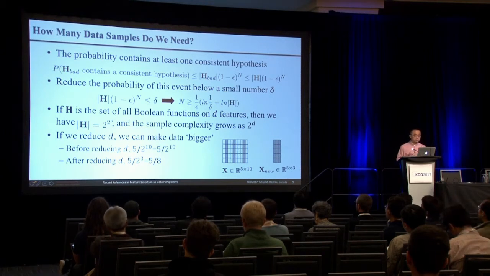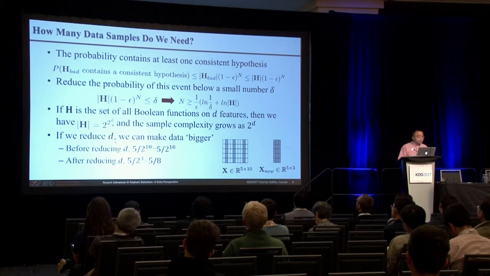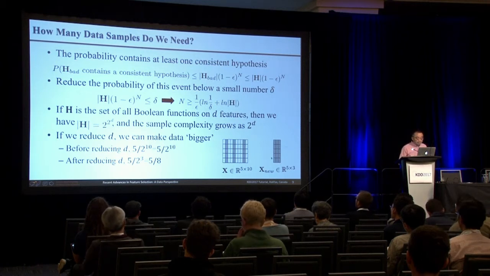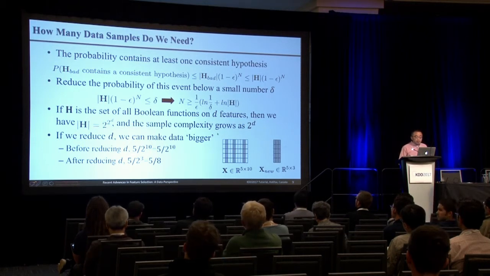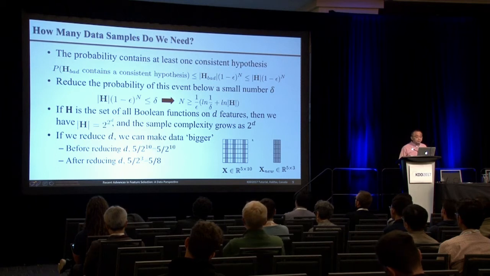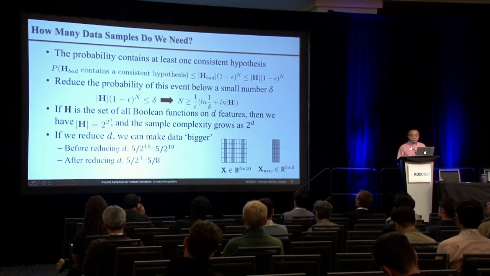So this is the interesting part. If we reduce D, it's also the power of feature selection. If we reduce D, we can make data bigger. And this is the example. If I have 5 instances, n is 5 data samples, and I have 10 columns, D is 10. And assuming that there are only 3 relevant features, then what do we have here?